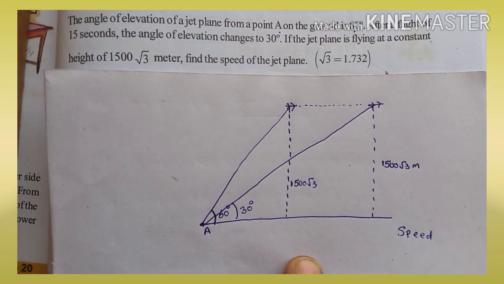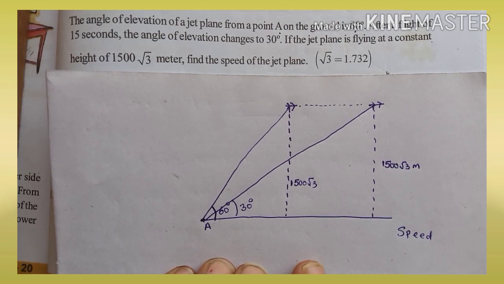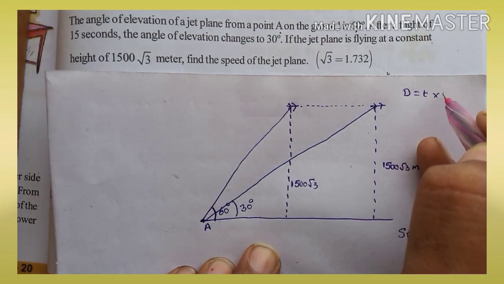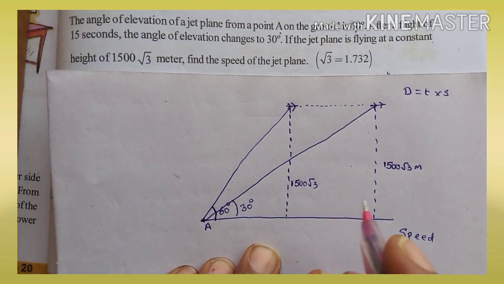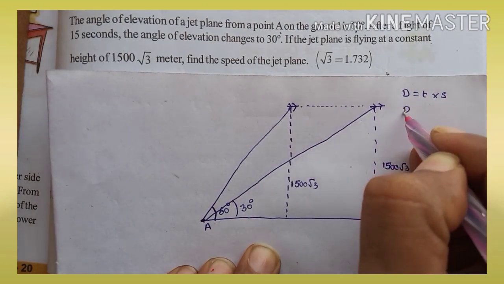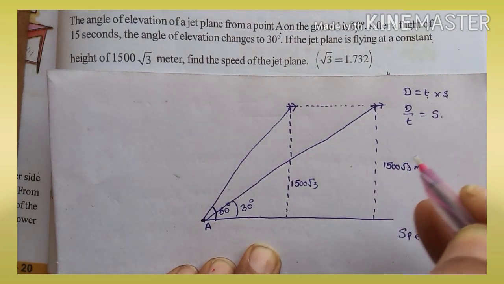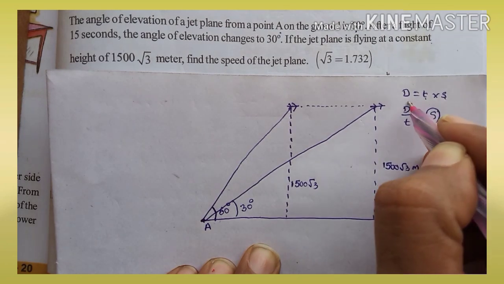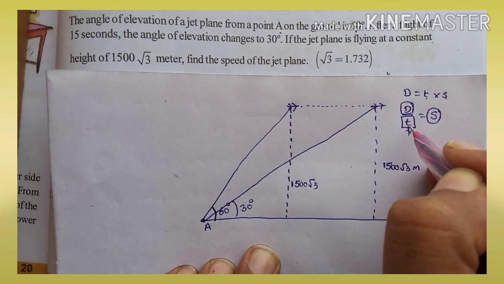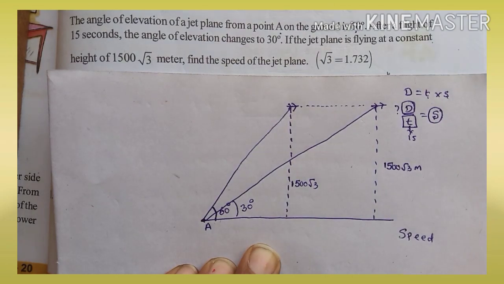So here we have to find out speed. Till previous problems we solved only distance. Here you have to calculate speed. We know distance is equal to time into speed. If the requirement is speed, then distance divided by time is equal to speed. So we have to calculate distance and also time. The time is given as 15 seconds, so we have to calculate distance so that we can find out the speed.